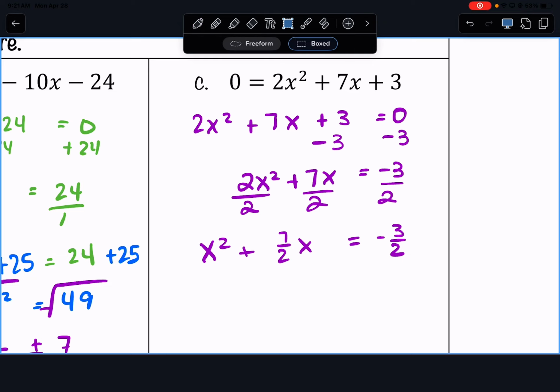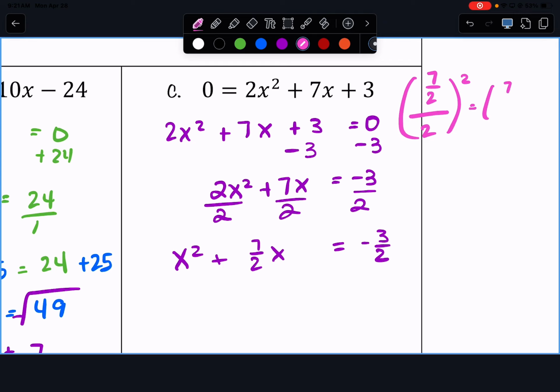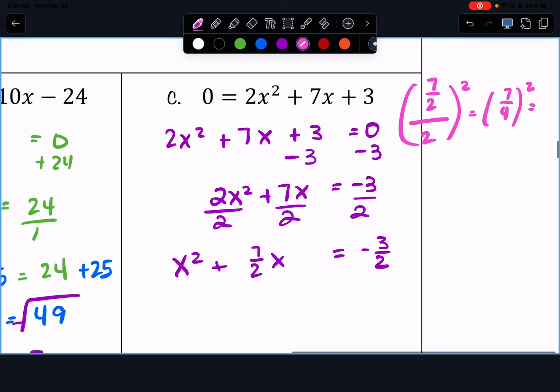This is not pretty. So when we look at this one, we are going to take our b, which is 7 over 2, and divide that by 2 before we square it. When we divide 7/2 by 2, we get 7/4. Then square it. What is 7 squared? 49. What is 4 squared? 16. So we have to add 49/16 on both sides. Yeah, this is not a pretty problem.